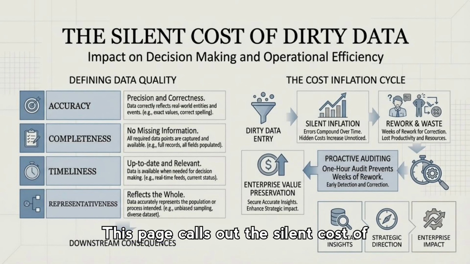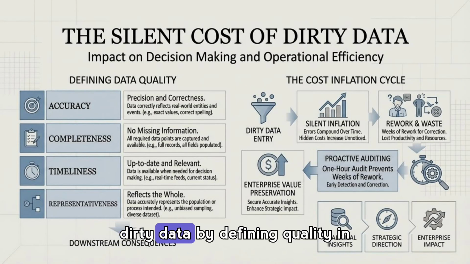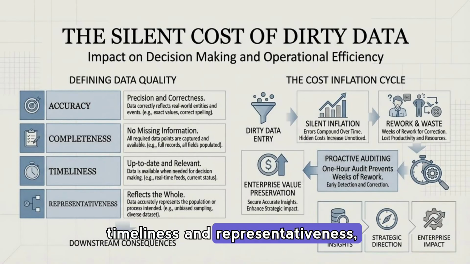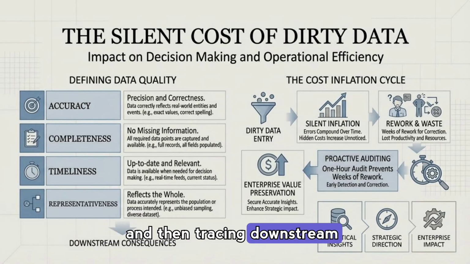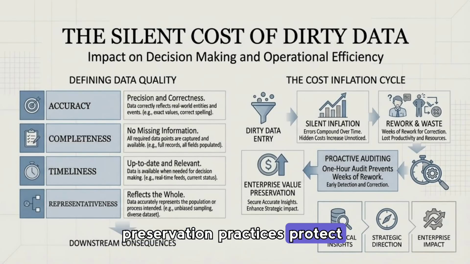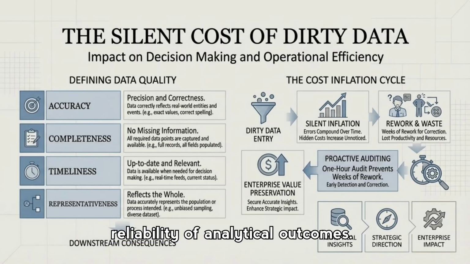This page calls out the silent cost of dirty data by defining quality in terms of accuracy, completeness, timeliness, and representativeness, and then tracing downstream consequences. Unnoticed errors inflate costs, drive rework and waste, and reduce decision quality, while proactive auditing and preservation practices protect enterprise value and improve the reliability of analytical outcomes.